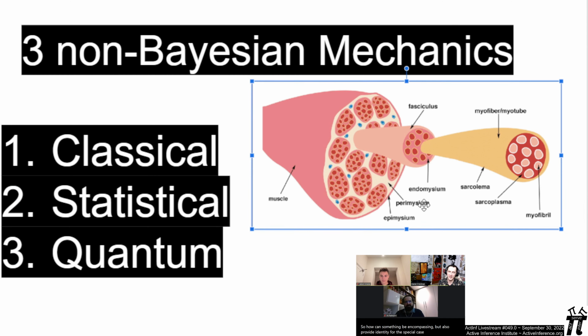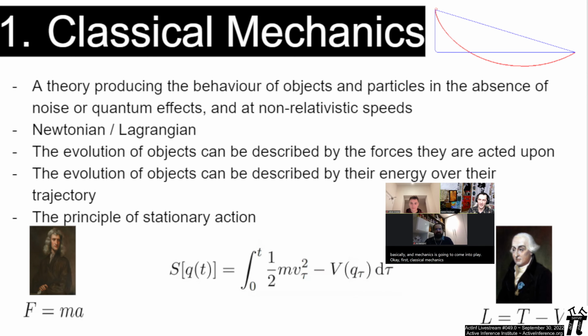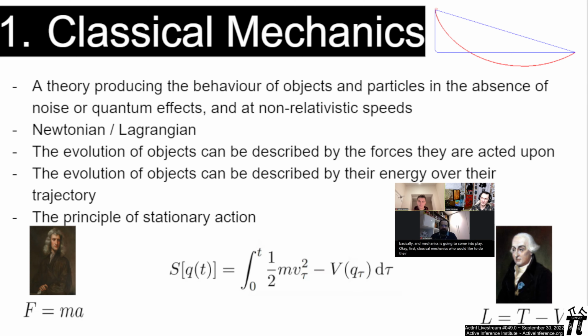And it reminded me of the anatomy of a mammalian muscle fiber with this kind of hierarchical organization of blankets. It even looks so much like the blanket illustrations that we've seen. And so we can think about classical as being a limit case of statistical, and statistical being a limit case of quantum. And then that is where Bayesian mechanics is going to come into play. Okay, first, classical mechanics. Who would like to do their short one-slider presentation? Yes, Jakob.